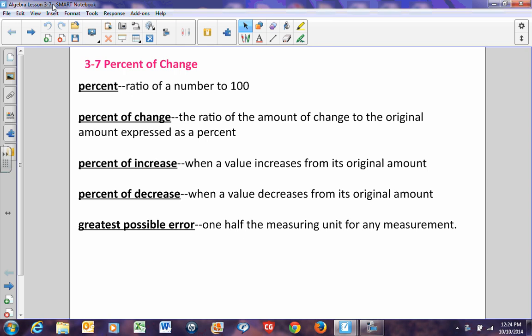I'll explain how to do problems like that in just a moment. Percent of increase is when a value increases from its original amount, while percent of decrease is when a value decreases from its original amount. Greatest possible error is 1/2 the measuring unit for any measurement. For example, if your measuring unit is in feet, the greatest possible error would be 1/2 of a foot, 0.5 feet. And we'll also go through some of those problems in a bit more detail a little later.